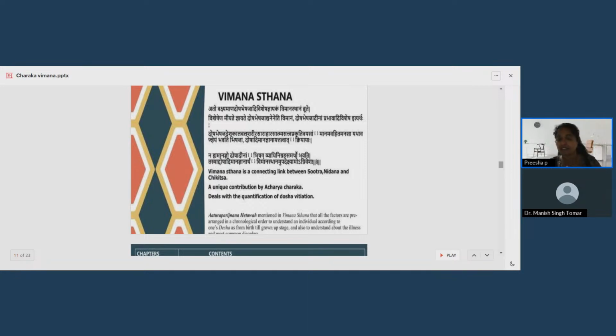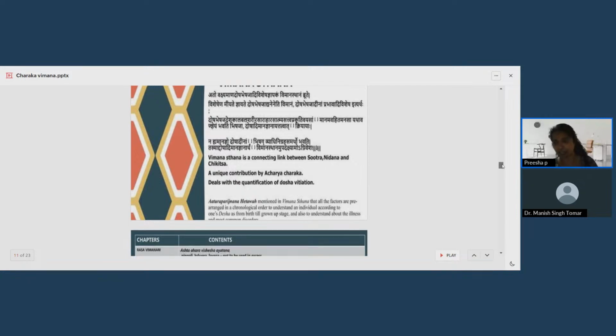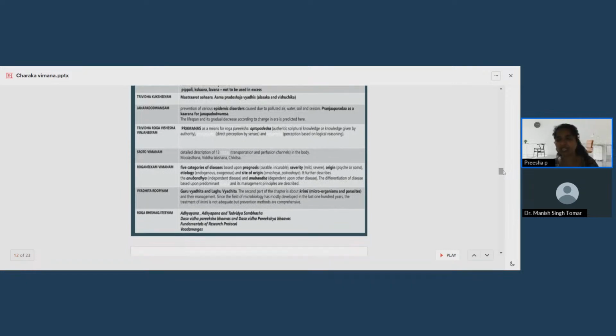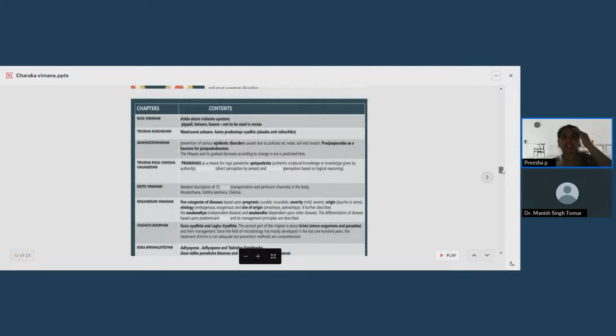And when we are considering the PG aspects, Charaka Vimana Sthana holds an important area because the questions used to be asked from the Vimana Sthana. That is why Vimana Sthana is one of the scoring areas. Coming to the Rasa Vimana, there is Ashtahara Vishesha Ayatana, the Pippali and Kshara, and the Lavana, which should not be used in excess.